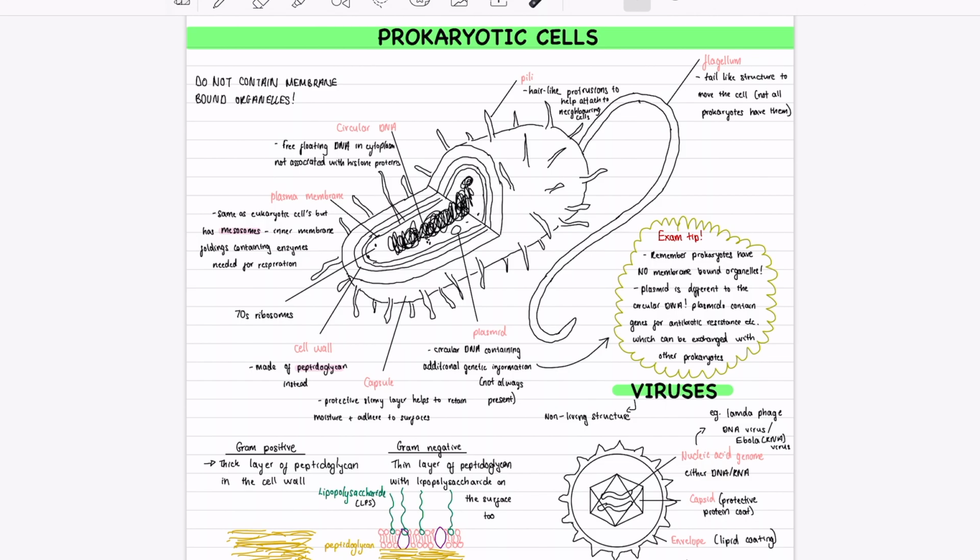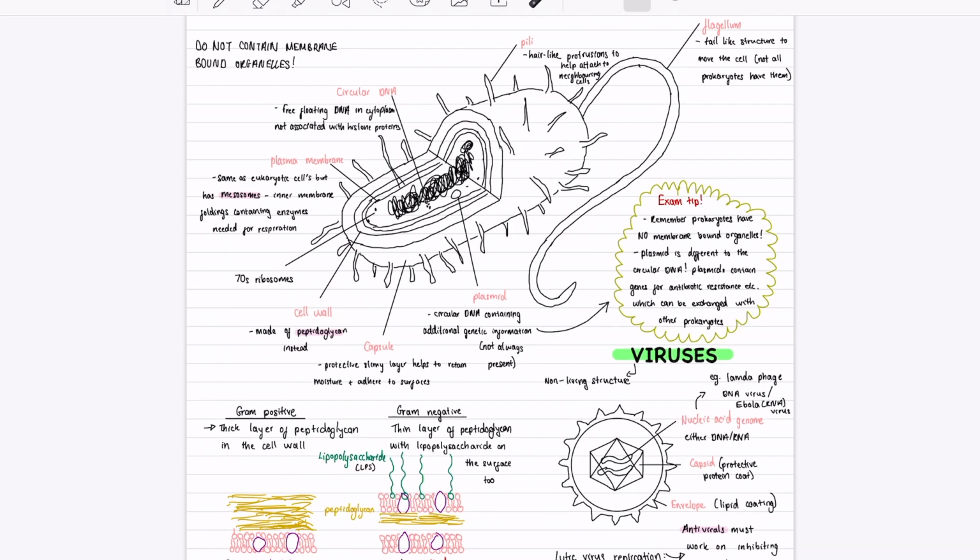The capsule is a protective slimy layer which helps to retain moisture and adhere to surfaces. The pili are hair-like protrusions to help attach to neighbouring cells. The flagellum is a tail-like structure that helps the cell to move. Bear in mind, the flagellum, capsule, plasmid, and pili are not always present. The cell wall in prokaryotic cells is made up of peptidoglycans.